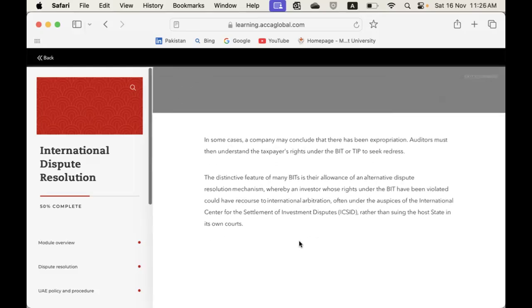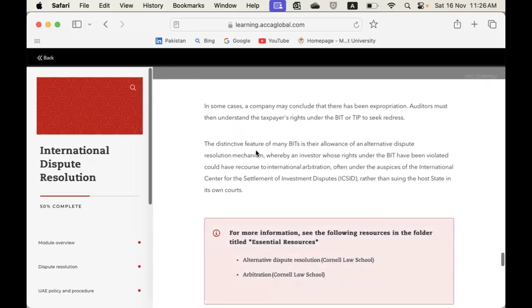Dispute settlements. So in some cases, a company may conclude that there has been expropriation. Auditors must then understand the taxpayer's rights under the bilateral investment treaty or treaty with investment provisions to seek redress, recourse, basically. The distinctive feature of many bilateral investment treaties is their allowance for an alternative dispute resolution mechanism. So ADR is predominant in the world, alternative dispute resolution, whereby an investor whose rights under the BIT have been violated could have recourse to international arbitration.